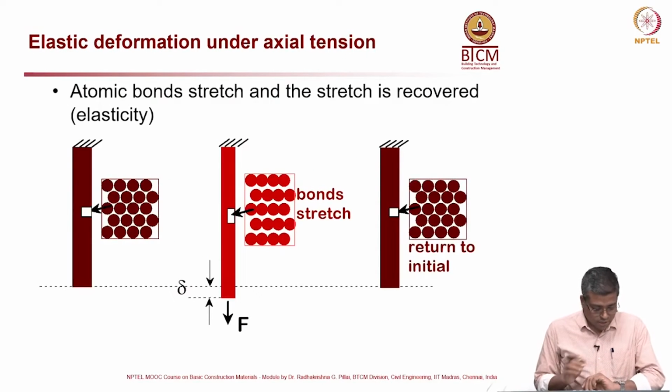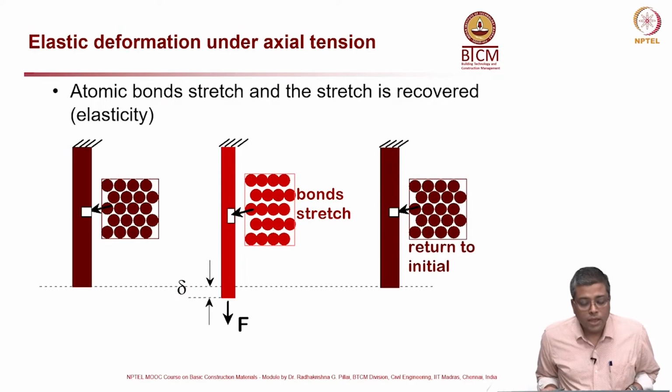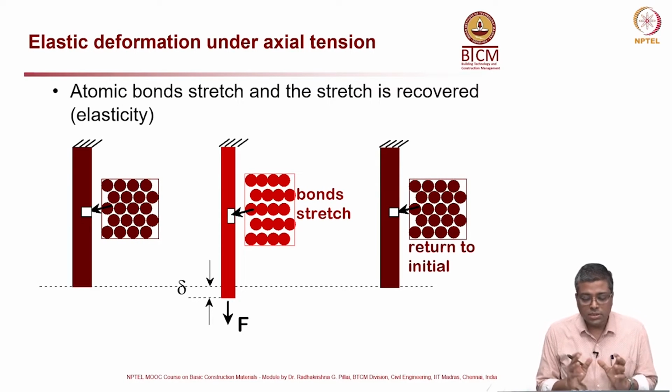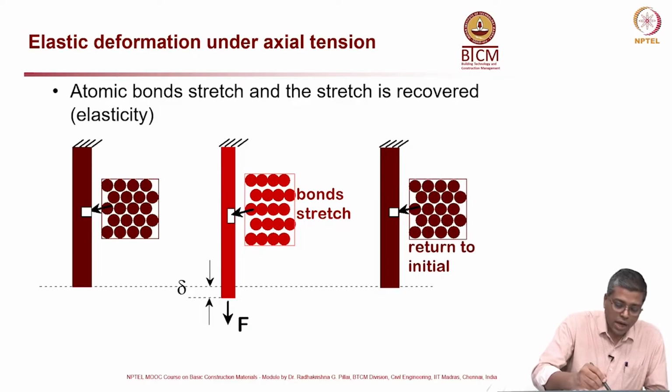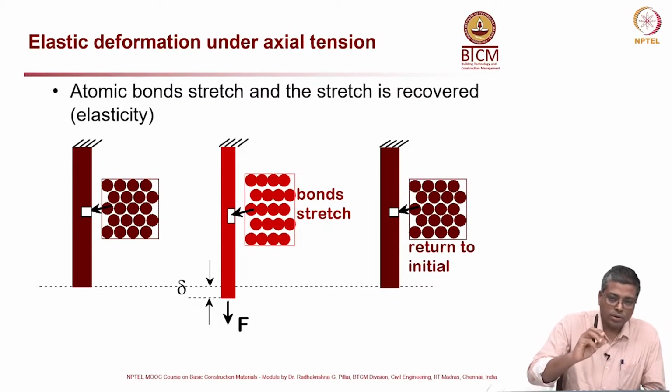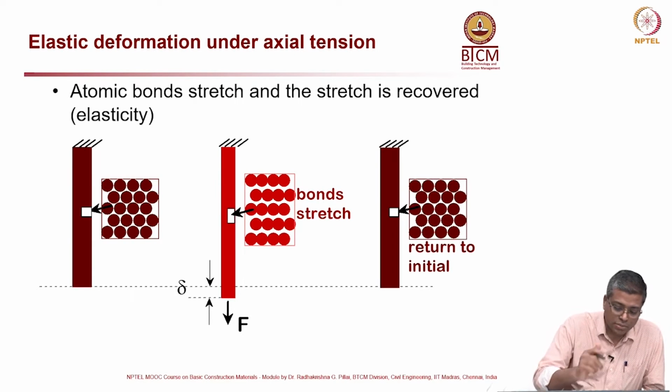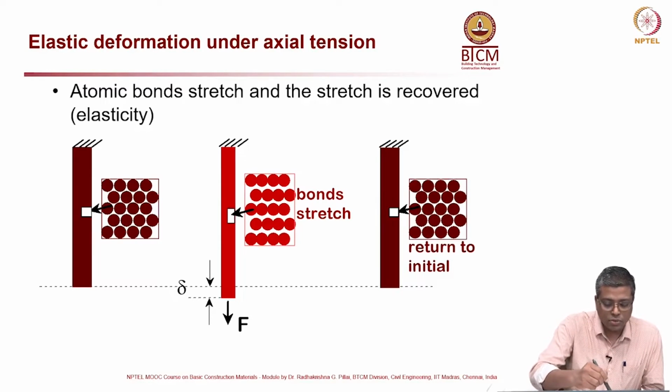Now, elastic deformation under axial tension. Atomic bonds stretch, and the stretch is recovered when we talk about elasticity. What is actually happening? Look at the first image here, where all these circles can be thought of as atoms, and they are bonded. In every line you have 4 atoms: 4 here, 4 here, 4 here, 4 here, 4 here.